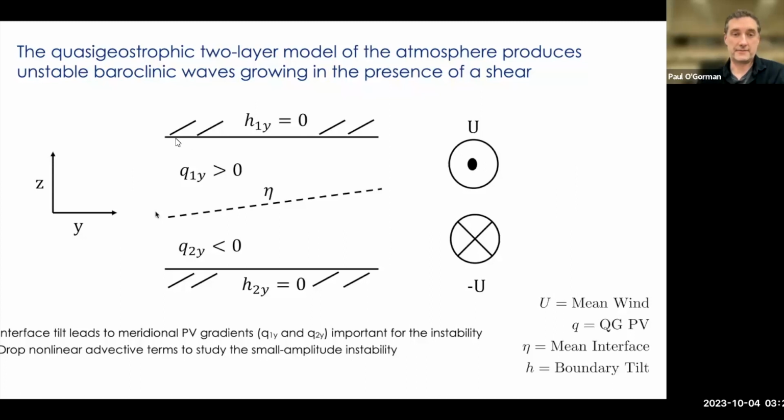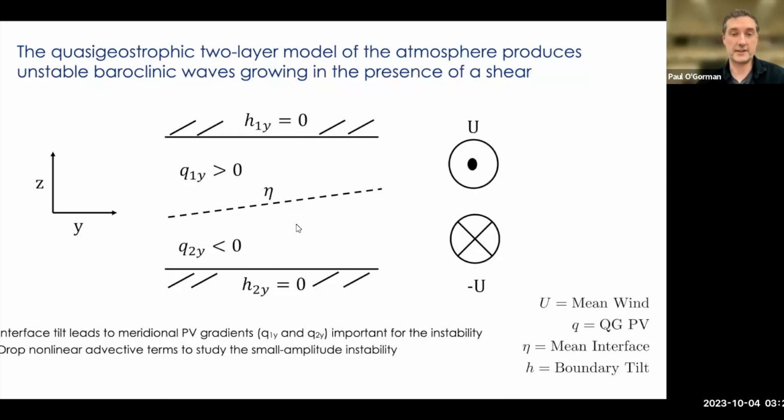So basically, we have two layers of the atmosphere. You can view this as literally two layers, say, of constant entropy, or perhaps just as a very coarse discretization in the vertical. There's an upper flat boundary and a lower flat boundary. And then there's an interface between the two layers, whose height we denote eta. Because there's an interface, that corresponds to a temperature gradient in the y direction, just like we have on Earth.